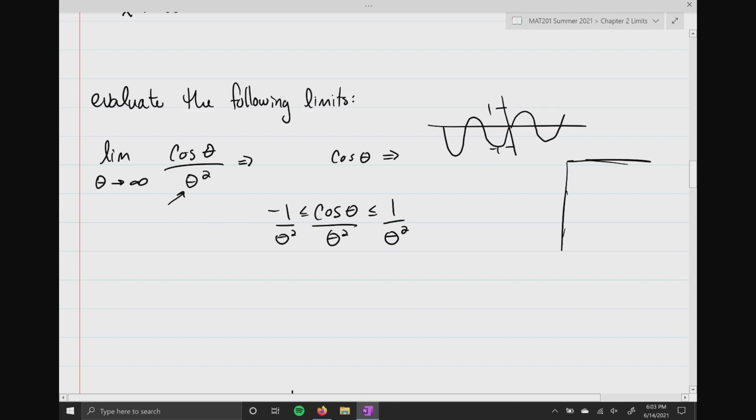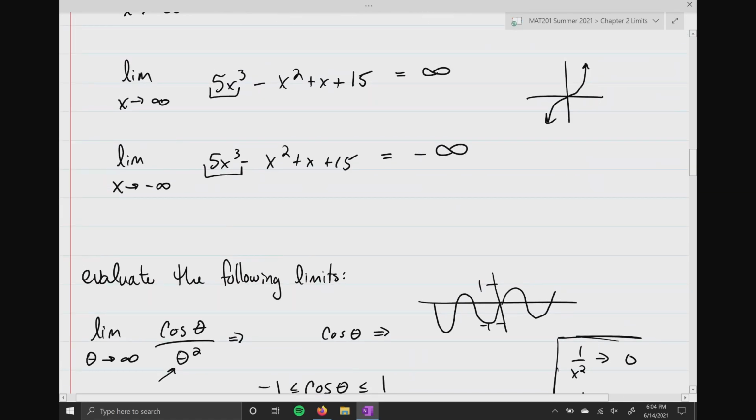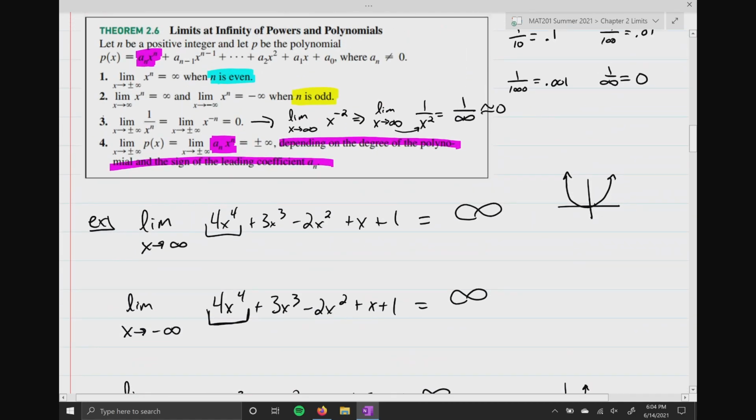I'm drawing this box on the right-hand side. Sometimes if we write it out just using the variable x, it makes a lot more sense. 1 over x squared goes to 0 as x gets larger and larger, okay? On the other side, -1 over x squared also goes to 0. I'm going to scroll up real quick. That's right here, property number 3. That's exactly what that's saying.